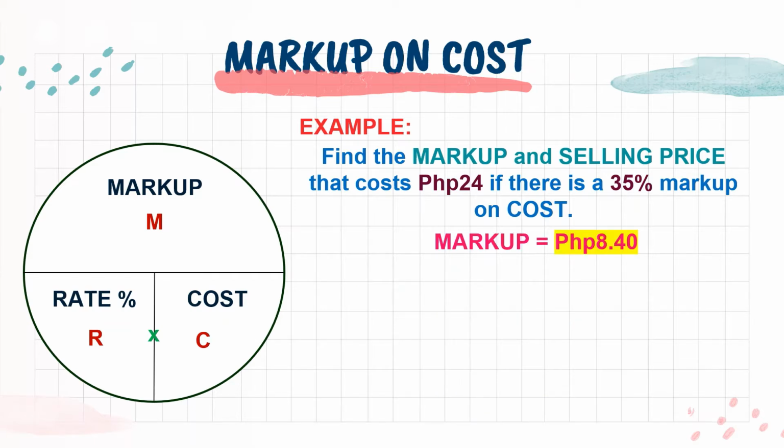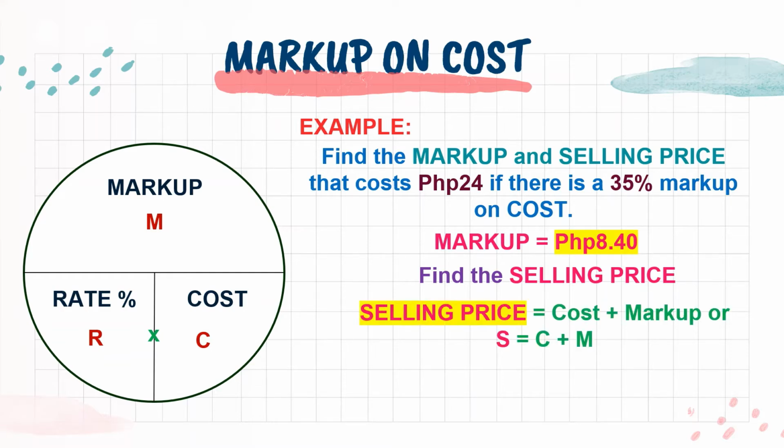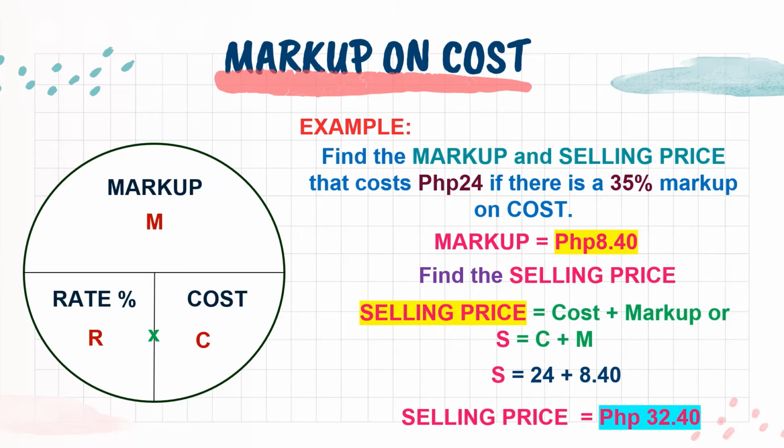Then we have the markup na, and then find the selling price. Selling price is equal to cost plus markup. The cost is 24 pesos and the markup is 8.40. So the total selling price is 32.40. That's the way how to compute the markup on cost.